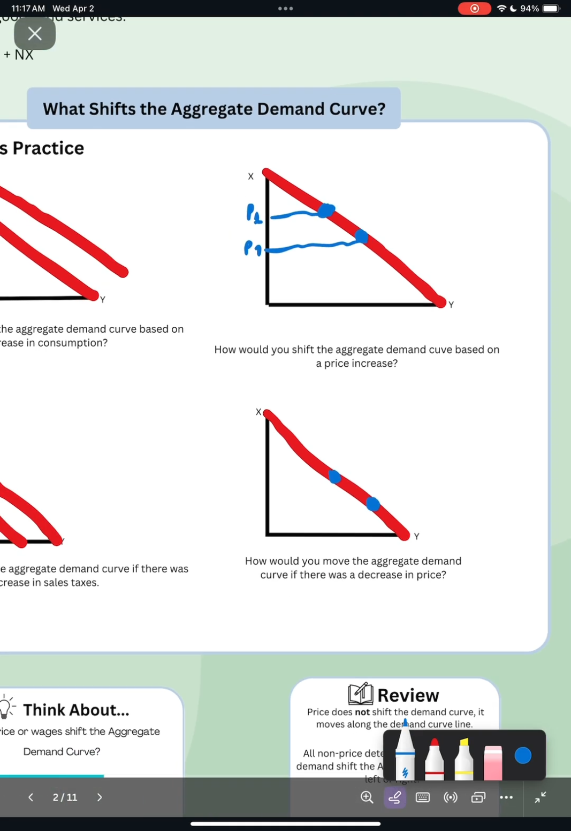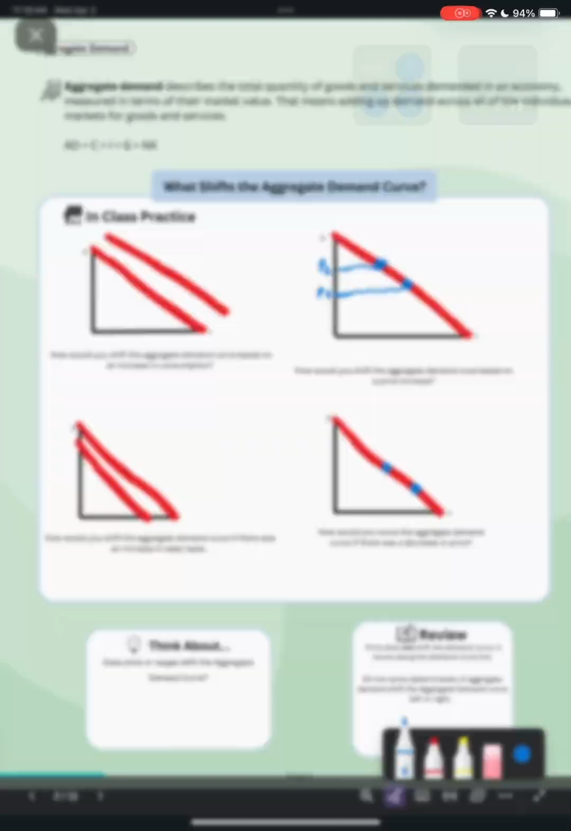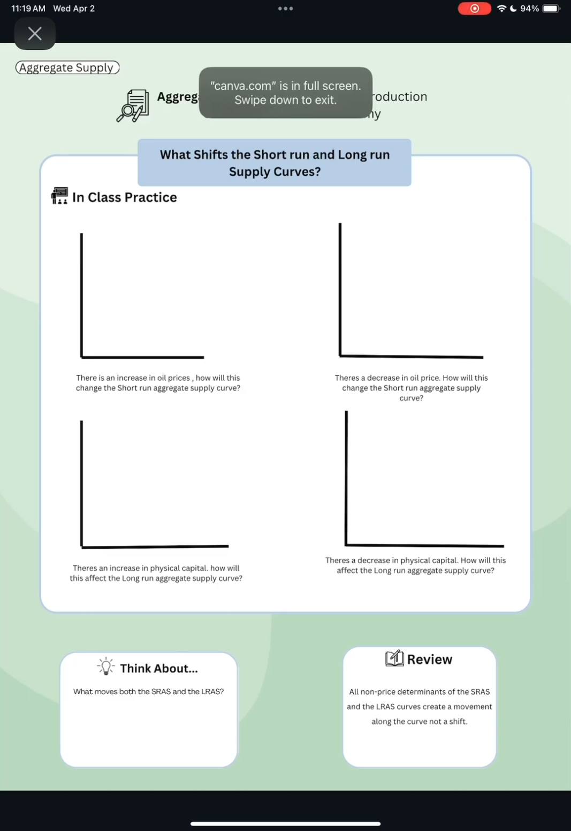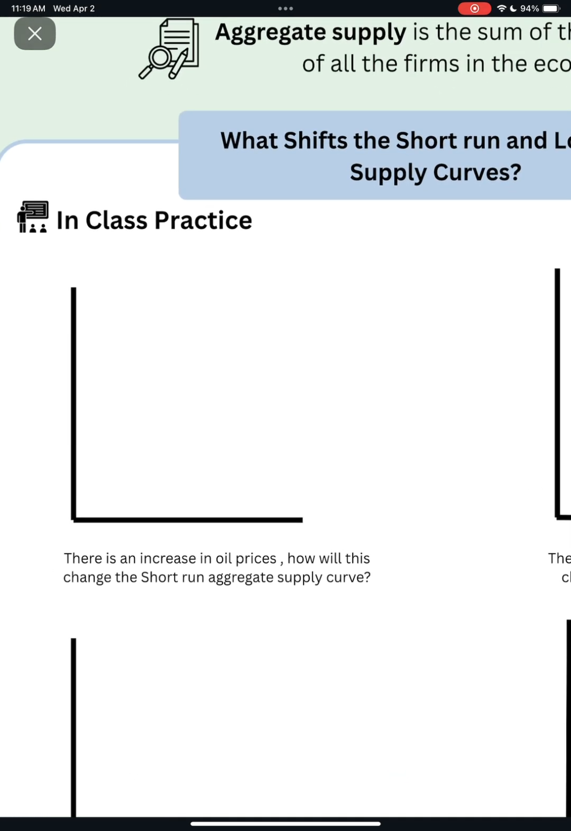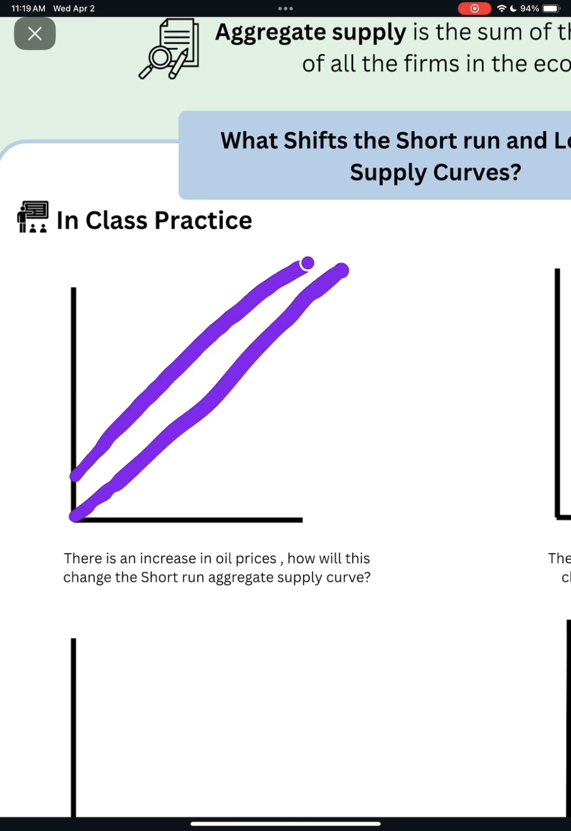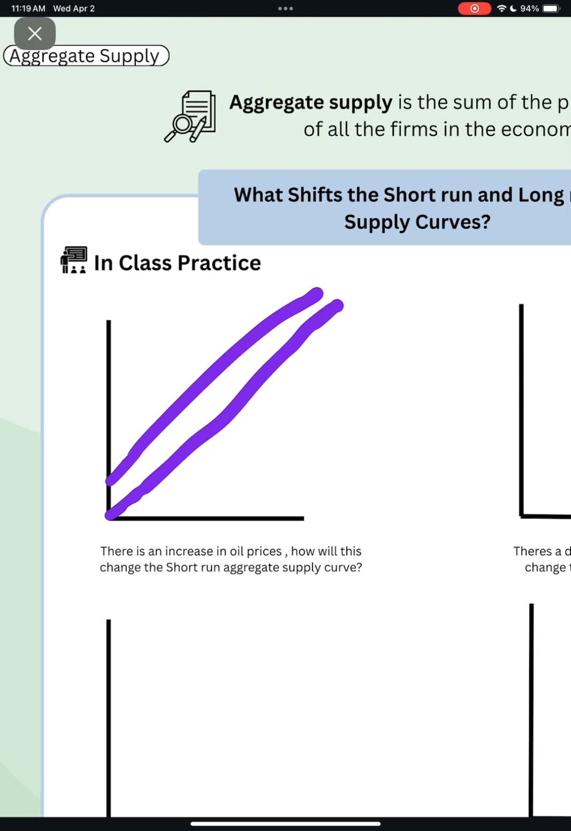All right, time for our next practice for short and long run supply. Now we're going to go ahead and practice some shifts in the short and long run aggregate supply curves. So we're going to go ahead to the first problem, which says there's an increase in oil prices. How will this change the short run aggregate supply curve? So I'm going to go ahead by start by drawing the original aggregate supply curve, short run. And since it says there is an increase in oil prices, that is going to decrease the aggregate short run supply curve and shift it to the left.